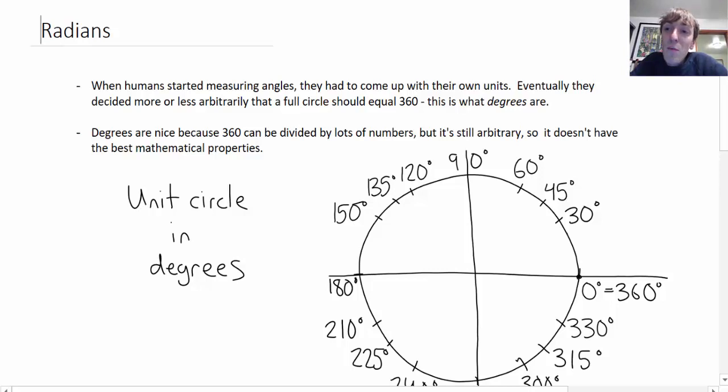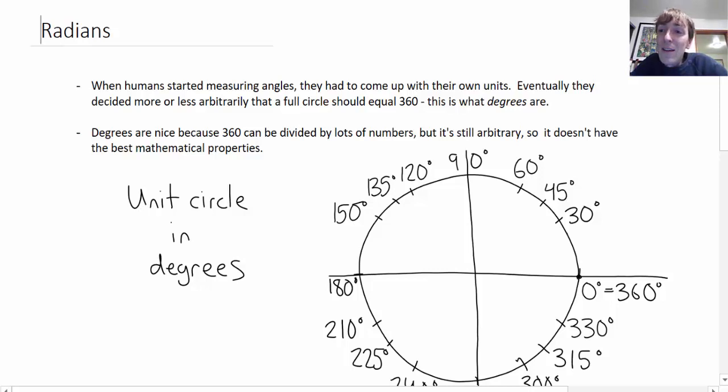And there's some reasons why degrees are nice. 360 can be divided by lots of numbers, so it's easy to talk about lots of different nice angles that have whole numbers, but it's still a pretty arbitrary measurement, so it's not going to have the best mathematical properties.